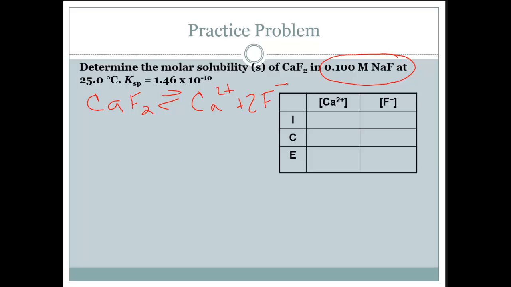Initially, we don't have any calcium in there, but evidently we already have 0.100 molar of the fluorine. When it reacts, we're going to add X on the left-hand side, or on the calcium. For fluorine, because of the coefficient of 2, we're going to be adding 2X. So that's going to be X and 0.1 plus 2X.